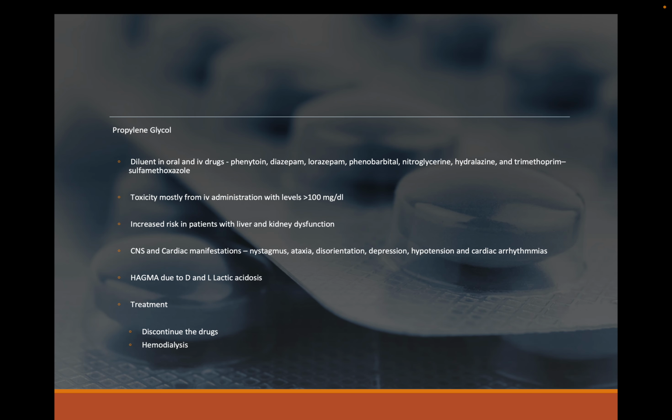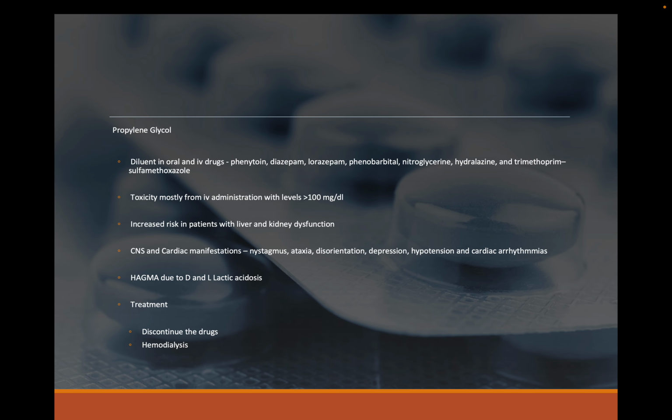Next, propylene glycol, which is generally seen as a diluent in oral and IV drugs, especially phenytoin, diazepam, lorazepam, phenobarbital, nitroglycerin. These are all common drugs we use. Toxicity occurs at very high levels, like in patients who are on chronic infusions. They generally have CNS and cardiac features like nystagmus, ataxia, disorientation. They can have anion gap acidosis due to both D- and L-lactate.